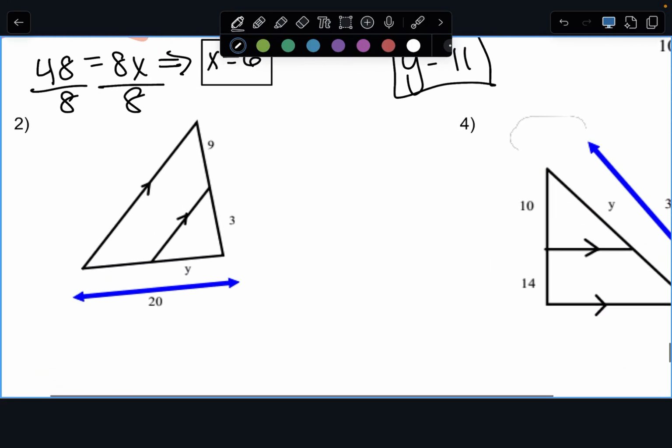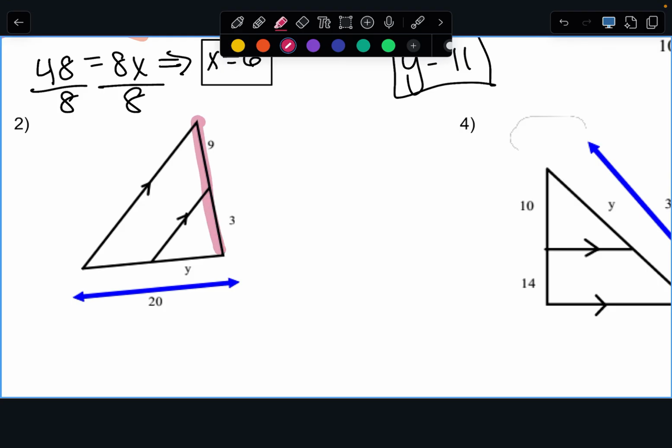Okay, this one's a little bit different. And there's more than one way we can solve it. Let's look at parts of each side first. Well, step one, check to make sure the lines are parallel. They are, because we have those arrows. But let's look at each side.